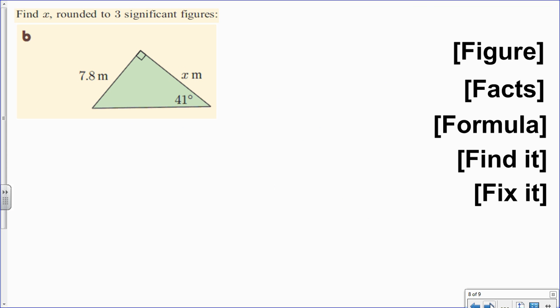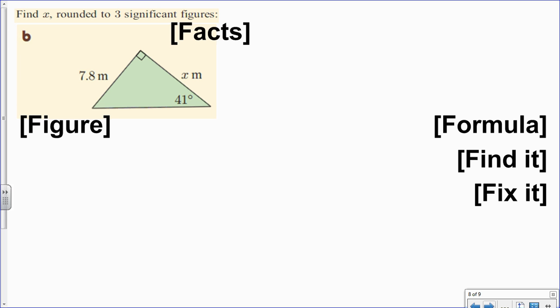Here, find x rounded to 3 significant figures. So 3 significant figures again. Again, the first step is to label our diagram. So here's our figure. First thing you're going to do is draw your figure in your book, and we're going to write our facts onto our figure. First part of our facts for these type of questions is label our diagram. That's going to be our hypotenuse because that's opposite the right angle. Then our marked angle is down this point. So we're going to go over here, and that's going to be our opposite side. This one here is going to be our adjacent side.